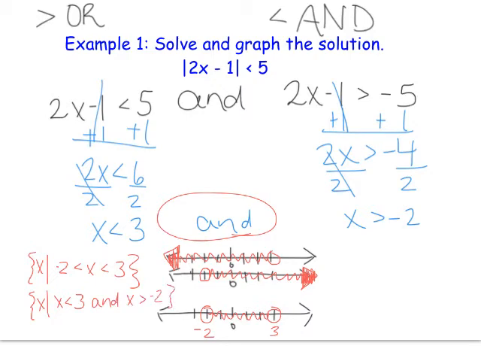And we could also express our answer as an interval, open interval, so we use a curvy bracket, starting with -2, going all the way up to 3, open interval.